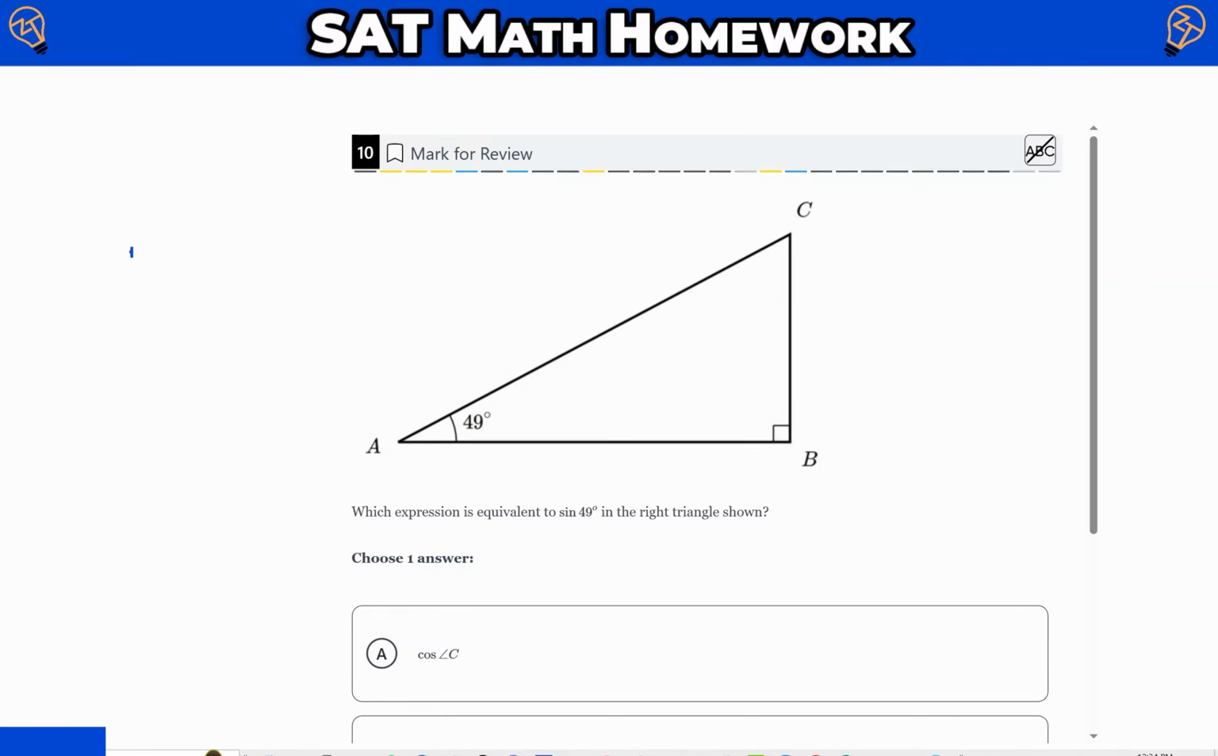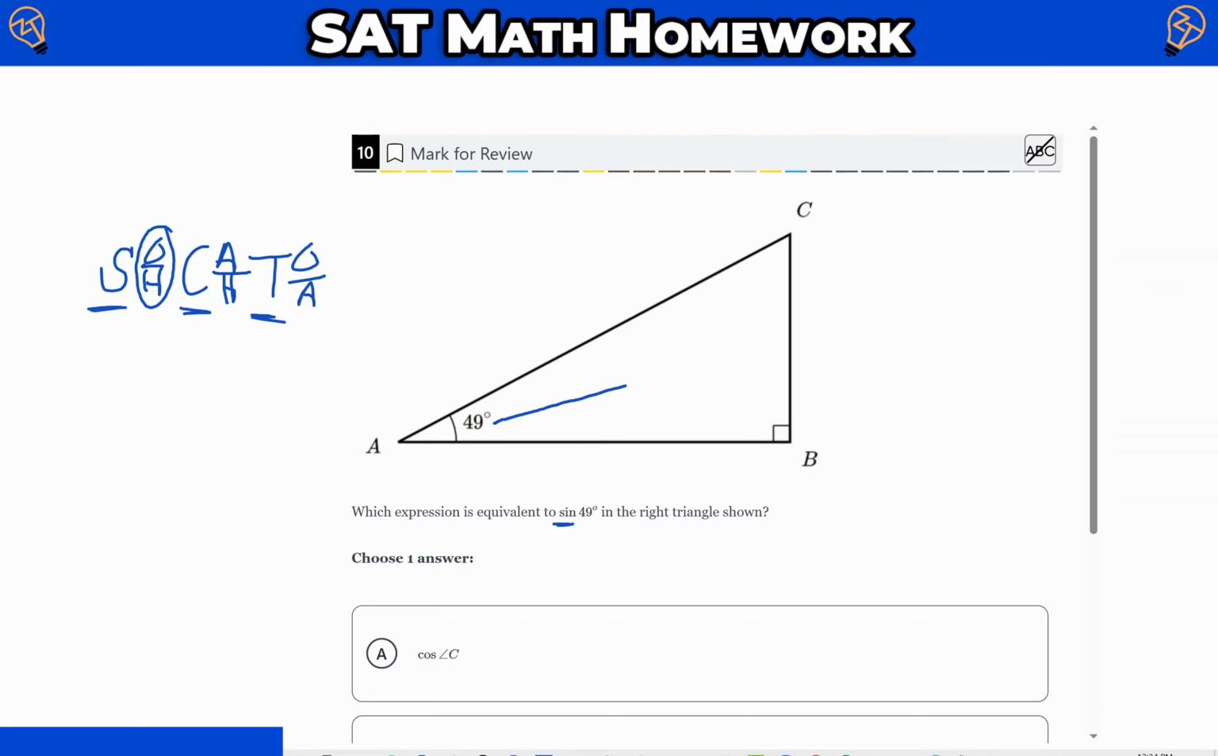So according to SOHCAHTOA, which as you know by now, you really need to have memorized for the different trigonometric relationships of sine, cosine, and tangent, which relates the opposite, adjacent, and hypotenuse sides. Specifically, since we're looking at sine, we're looking for opposite over hypotenuse. So let's label these sides.